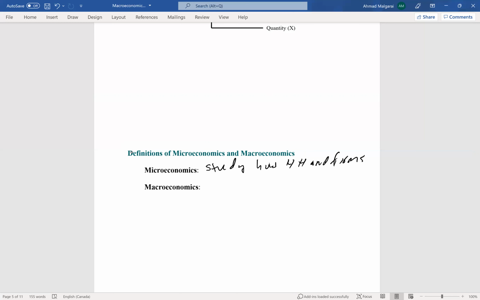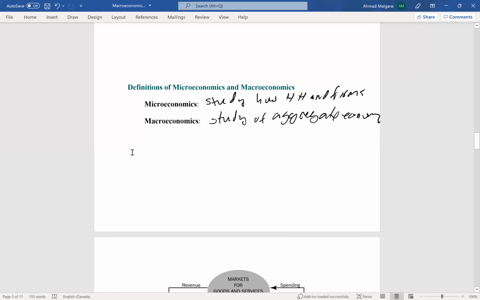Very simple. Microeconomics is the study of how households and firms make decisions and how they interact in the market. On the other hand, macroeconomics is the study of economy-wide phenomena, and that includes inflation, employment, and also economic growth, which is the business cycle. So we can say that this is a study of the aggregate economy. So we have covered this.